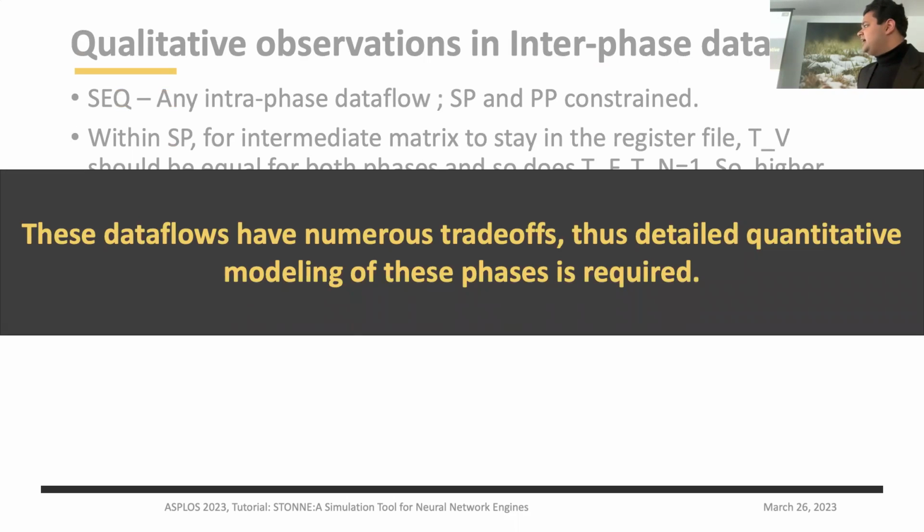So there are a lot of trade-offs. On one hand, sequential is inefficient with respect to the interface data flows, but it can model any data flow within the aggregation and combination phase. While SP and PP data flows are more constrained, they are more efficient when you want to do operation reuse. So there are numerous trade-offs in these data flows, and therefore a detailed quantitative modeling of these phases is needed.